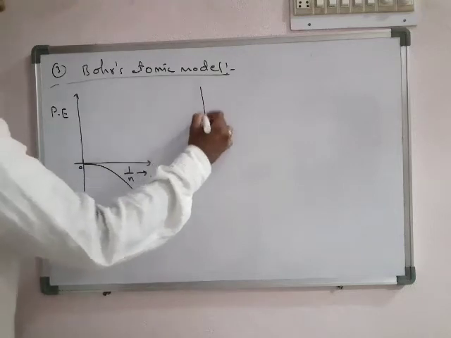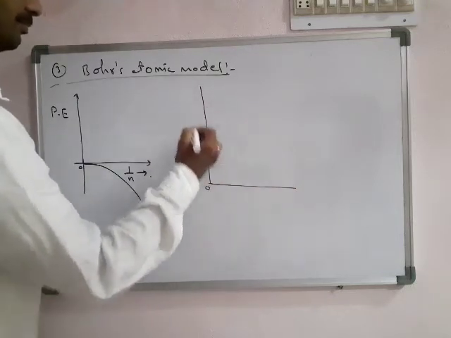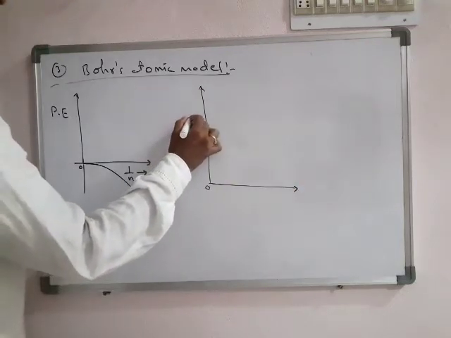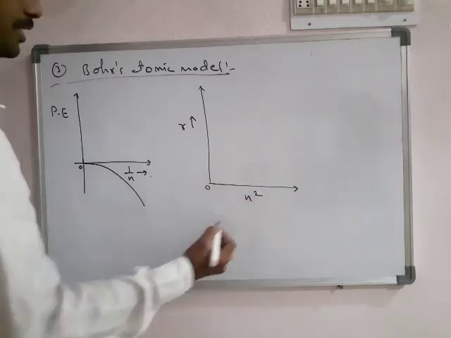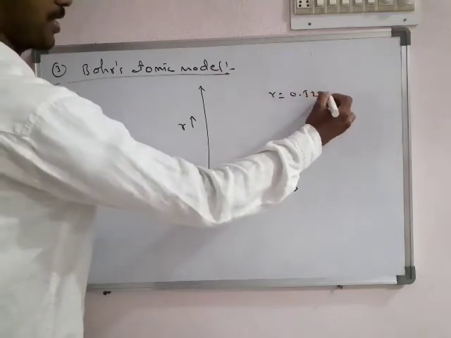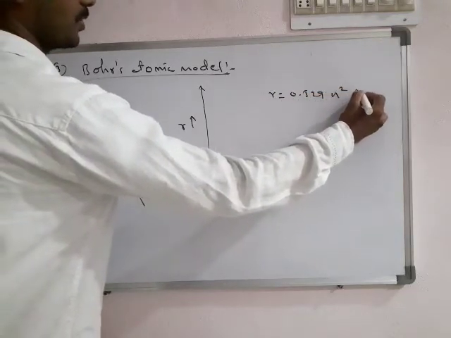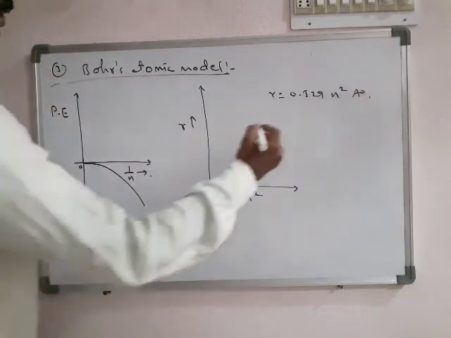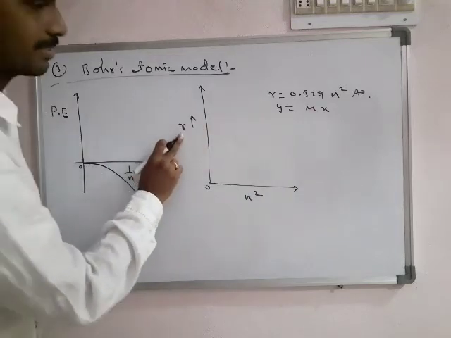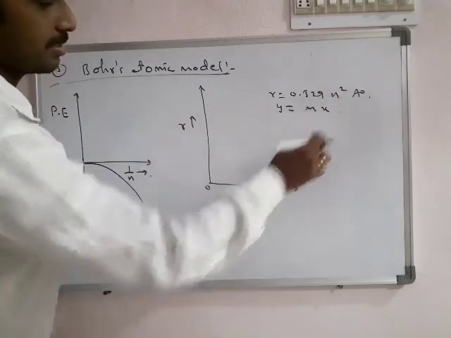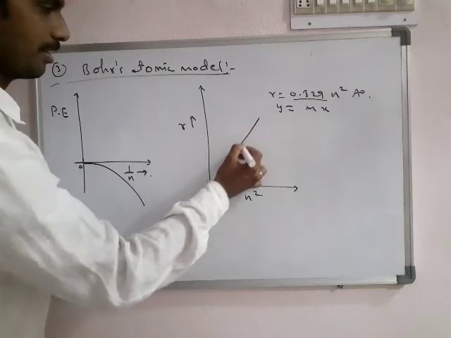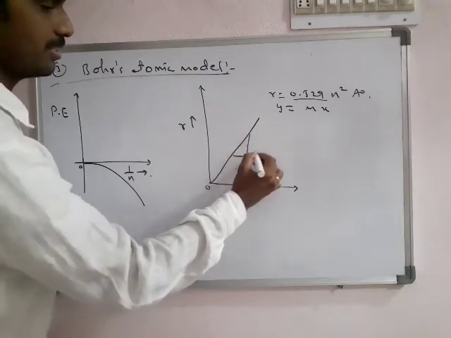Next. Let's take radius on the y-axis, n square on the x-axis. And we know the expression, radius equals how much? 0.529 n square angstroms. How is it? It is just like y is equal to mx. Y on the y-axis is radius, x-axis n square. So this is the slope. Means the graph will be like this.